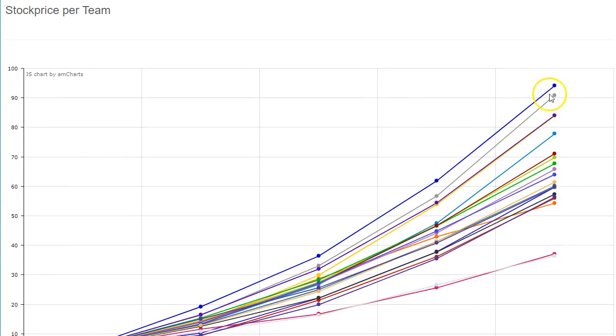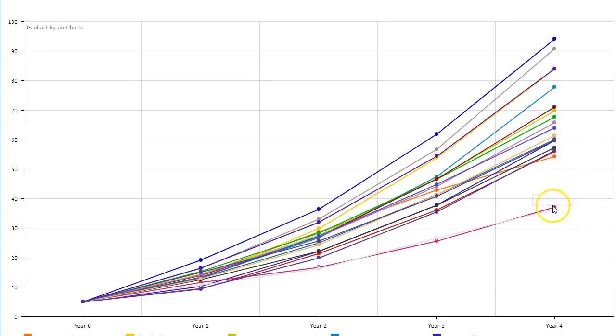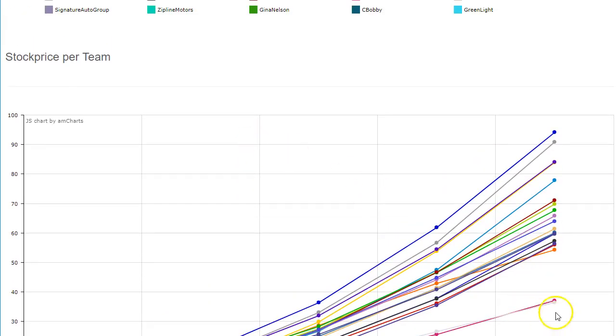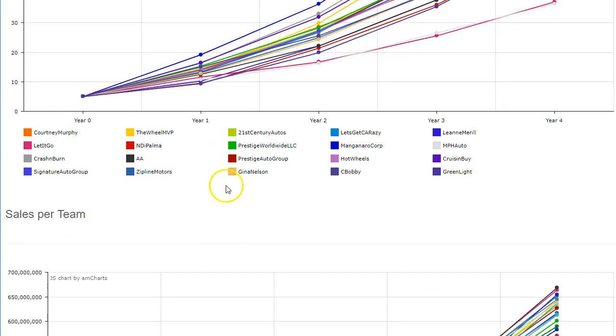In stock price, we have the same leader in stock price, and we have the same second place team in stock price, and the same third place team. Well, these two teams are kind of tied, very close. We have the same fourth place, and then this is the pack of students here between 54 and 71, and we have two teams trailing down here, Let It Go and MPH Auto. They're trailing in the stock price, and their stock price is trailing because they may have too many shares outstanding, or their profits are just too low, earnings per share is too low, not exciting investors.